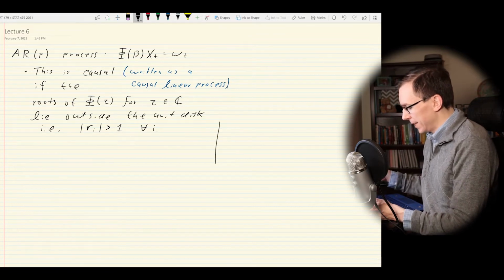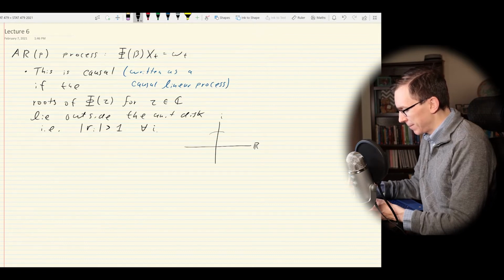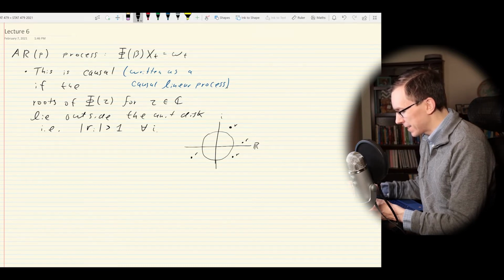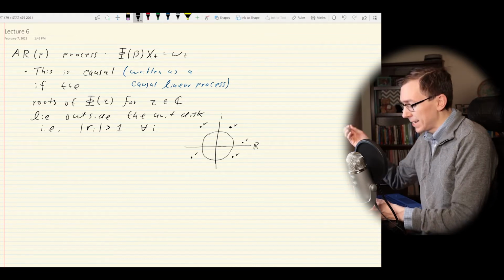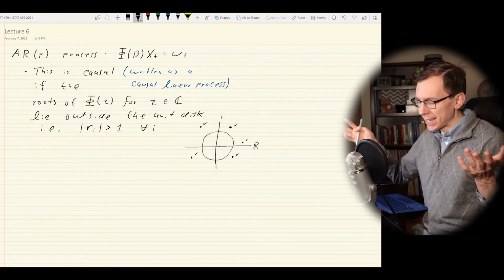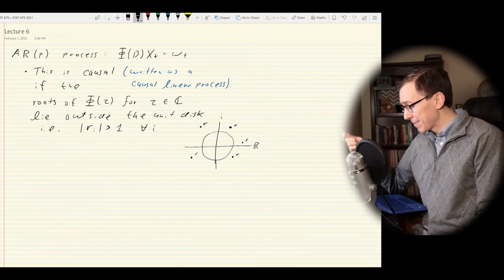So what does that look like in a picture? Well, if we imagine the complex plane, here we've got the reals and we've got the imaginary in this axis. Then we have our unit disk, approximately a circle there, and the roots should be outside of the unit disk. Maybe they're also on the other side, but as long as they lie outside the unit disk, we have a causal AR(p) process. If it has p terms, then it's AR(p). But if all the roots lie outside, then we have a causal autoregressive process. Great.